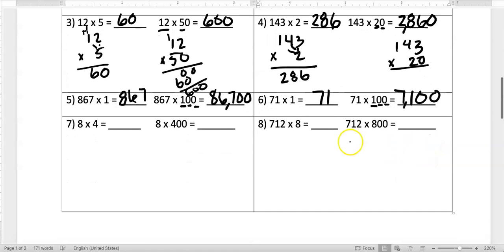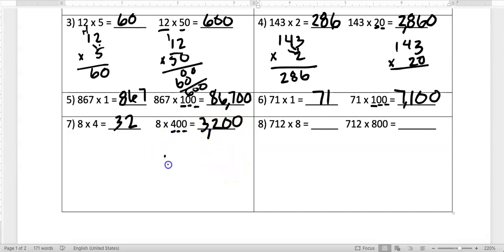Coming down to number 7. So now we have a multiple of 100. It's no longer 100, but we're going to solve it the same way we did with questions 3 and 4. So we have 8 times 4, which we know is 32. I see it again, so I'm going to write 32. And then I'm simply going to add these 2 zeros. Don't forget your comma. My answer is 3,200.